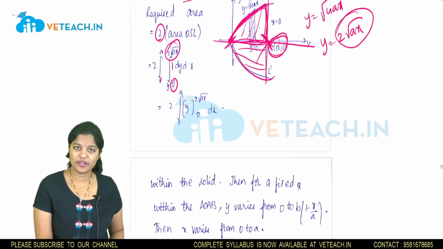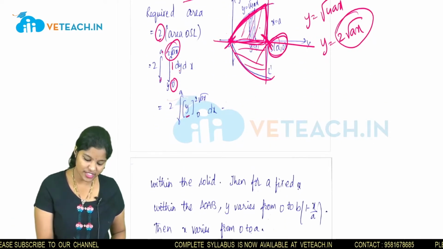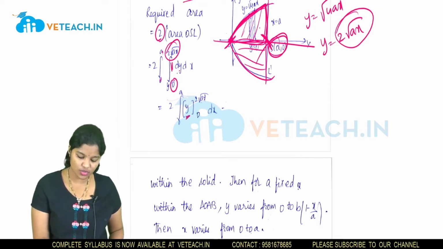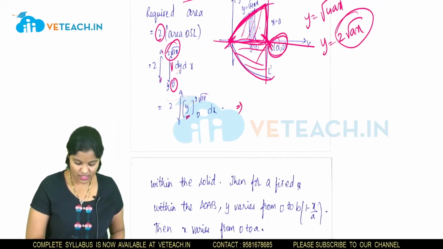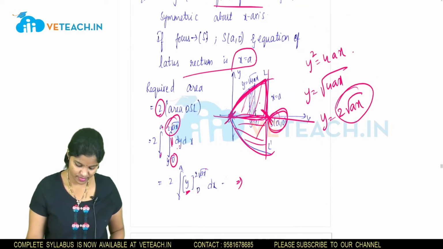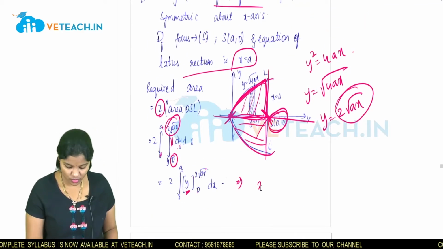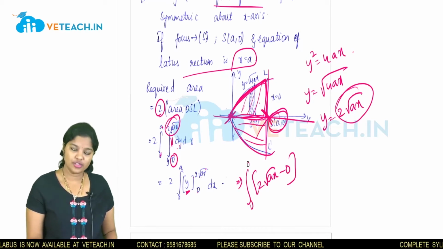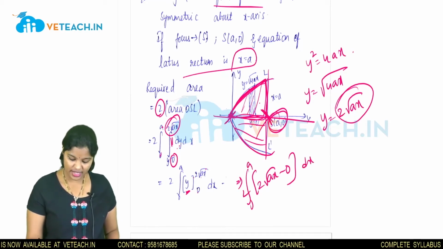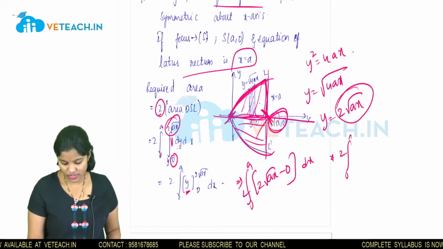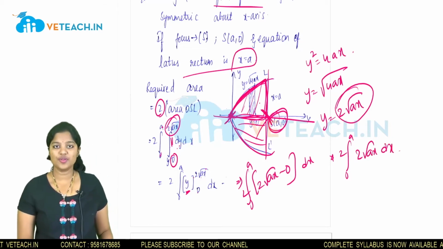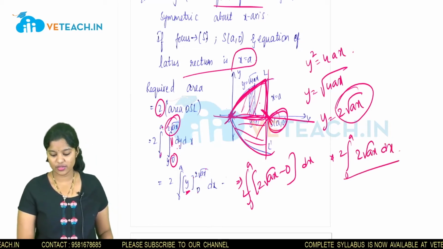Integration of 1 with respect to y is y, and the limits are 0 to 2 root ax. That will transform into 2 root ax minus 0. Integration of 0 to a dx, that is equal to 2 times the integral from 0 to a of root ax dx. Again you should integrate this equation with respect to x.